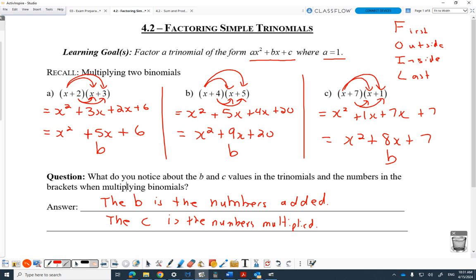But to be clear, I'm not trying to make a shortcut of FOIL. Don't try to shortcut FOIL. That's a method or a path to making mistakes. I'm up to something else here. B is the numbers added. C is the numbers multiplied.